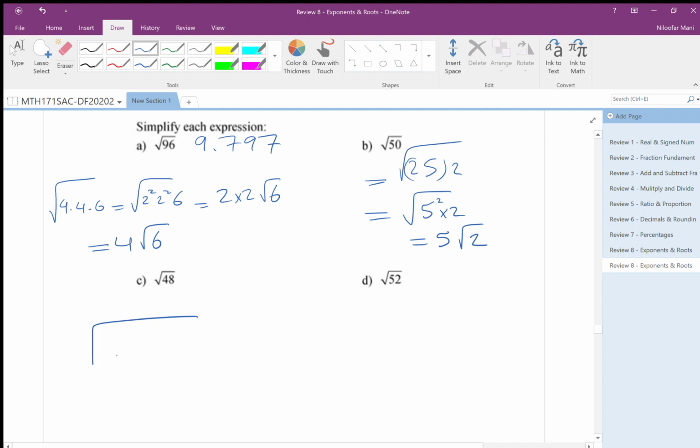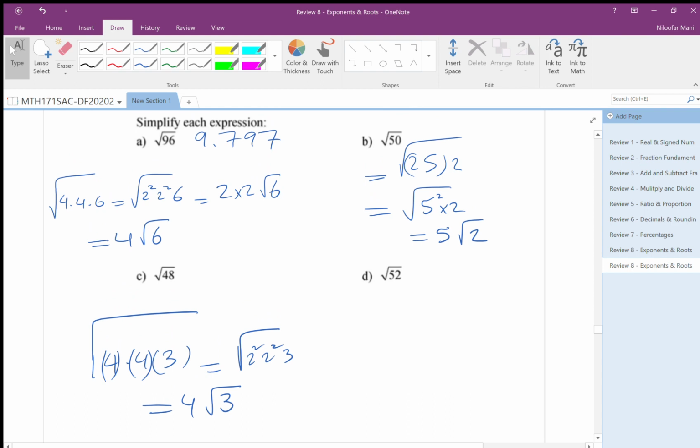Okay, so it is 4 times 3, which is 2 squared times 3, which is 2 radical 3. 2 comes out. These come out. How about that? It's 4 times 13, which is 2 squared times 13. 2 comes out. 13 stays because I don't see a power. Okay?